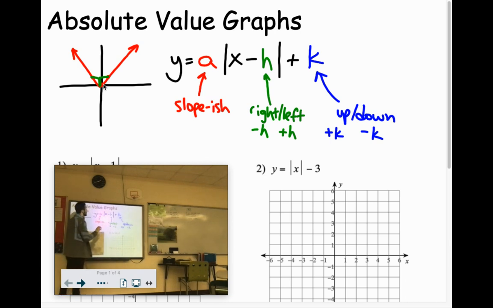But sometimes you might see something in front of the absolute value symbols. I call it my slope-ish number. So again, it's almost always up 1 over 1, like that. But if that number is like 2, we would just go up 2 over 1. If it was 3, up 3 over 1 in both directions. If it's negative, instead of going up 1 over 1, you can just go down 1 over 1. That's it. It's pretty easy. We're just shimmying around this V-shaped graph.